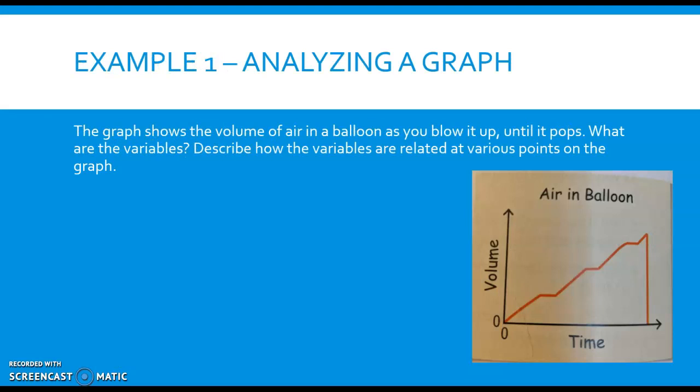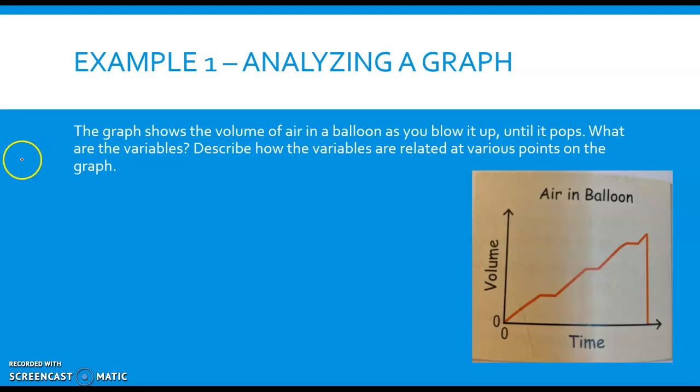All right, so example 1, analyzing our graph. The graph shows the volume of air in a balloon as you blow it up until it pops. What are the variables, and describe how the variables are related at various points in the graph? So let's start with that first question.